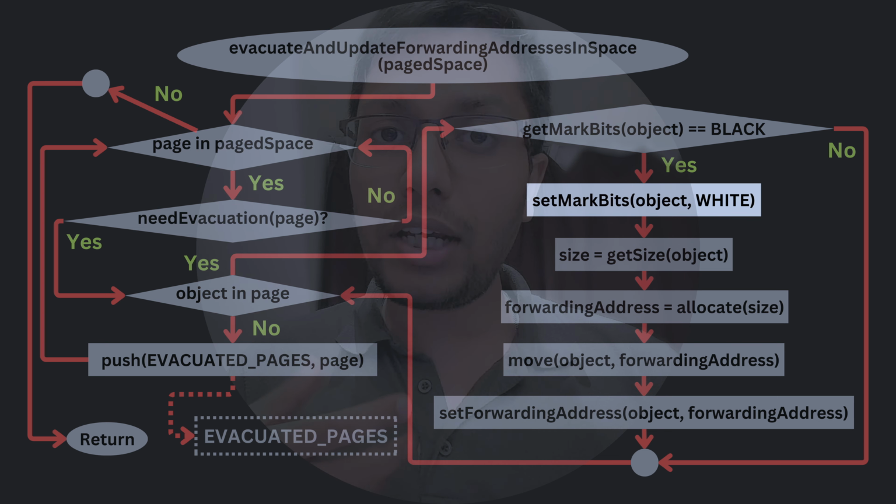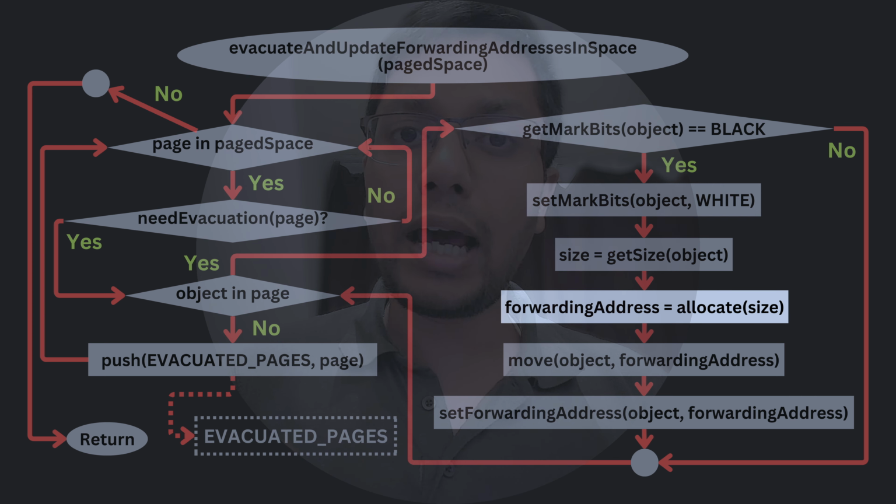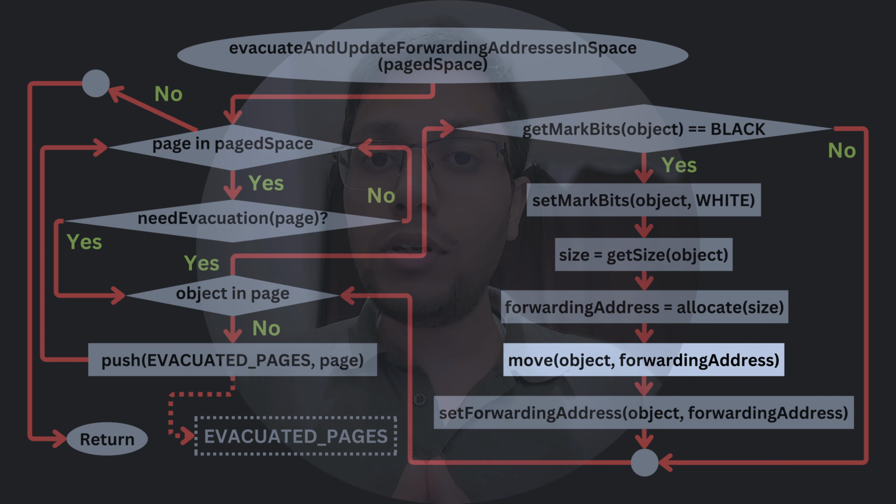If it is, then we clear it, then get the size of the object, and based on the size we allocate some space in one of the existing pages using free lists, or create a new page and assign it some space there. We will get a new address after a successful allocation, which is called a forwarding address. Then we will move the object data to this new address.